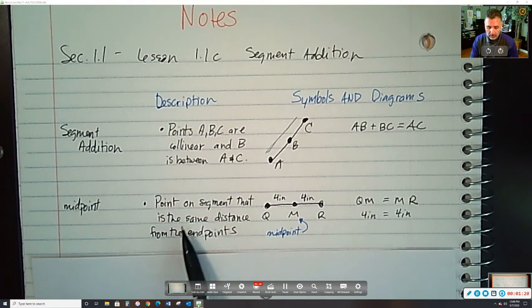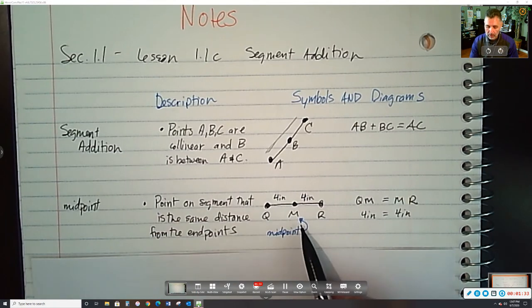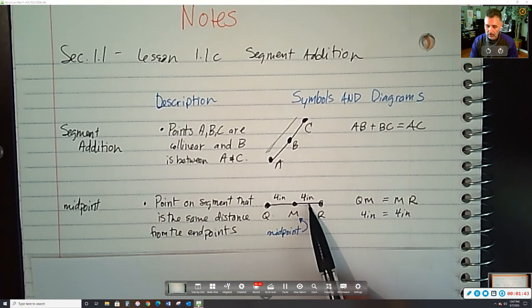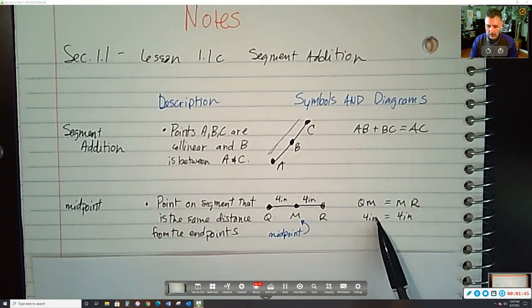Midpoint, that's just a point on a segment that is the same distance from the endpoints. Okay, so you can think of it as a halfway mark or the middle. That's the midpoint. So here's an example of a midpoint. M is the midpoint of QR because it's in the middle, and the distance to Q is 4 inches, and the distance to R is 4 inches. Okay, so again, it's the same distance from each endpoint.